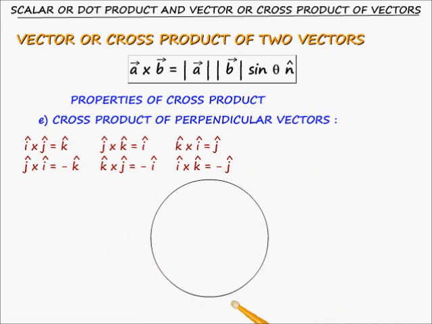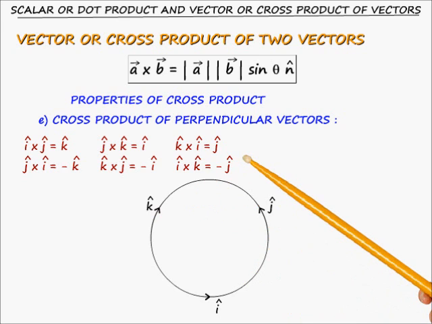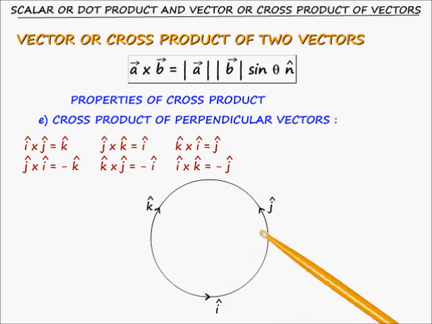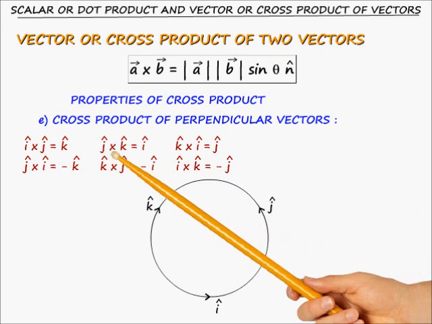Draw a circle and put arrowheads directing counterclockwise on the circumference of the circle. Write i, j, k following the same counterclockwise direction like this. Now look at the formula. The sequence followed in the formula of the first three is ijk, jki and kij, and these sequences are all counterclockwise in this circle. Counterclockwise means positive by convention, so the result is positive in these cases.